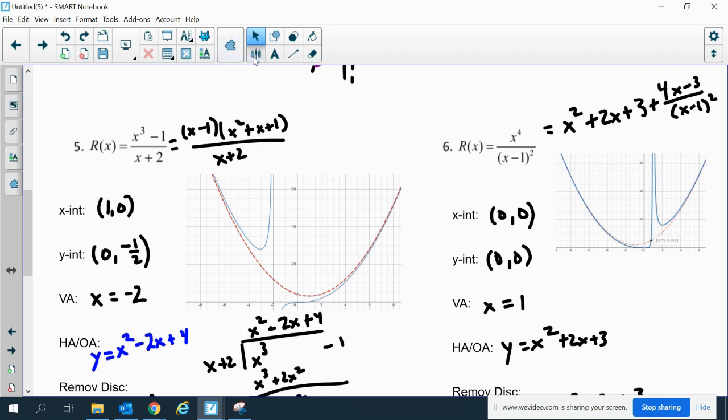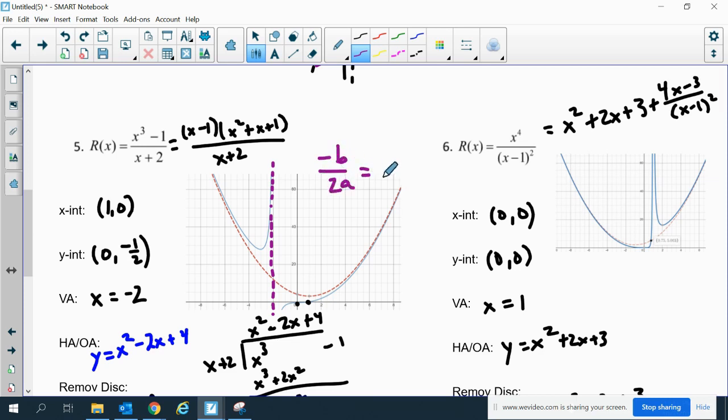Now, how do I make sure I get everything right? I plot (1, 0), I plot (0, negative 1/2), and I've zoomed out so that you can see it. I put an asymptote at x equals negative 2, and I graph this parabola. Remember, you can find the vertex by doing negative b over 2a, which is 1, and then plugging that in. So you get the vertex of this to be (1, 3).